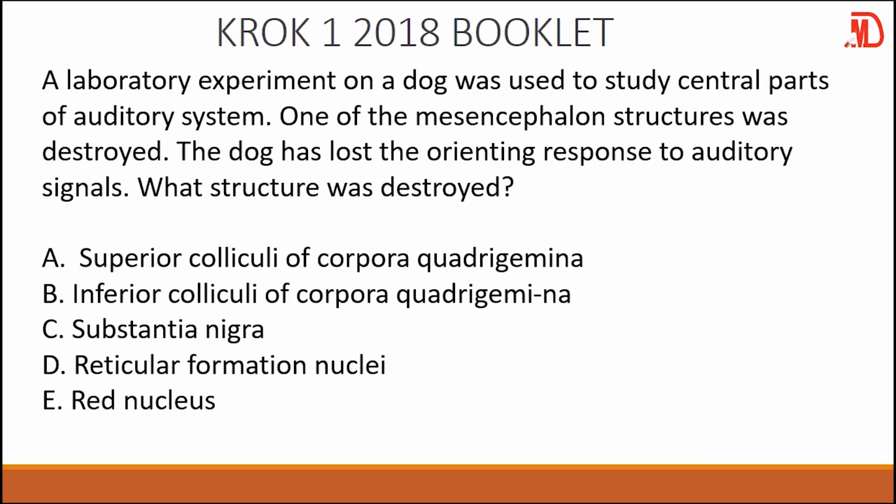Now, in the brain, we have what we call the quadrigeminal bodies or corpora quadrigemina, which have 4 colliculi. We have 2 inferior, which are responsible for hearing, and then 2 superior, responsible for vision. They are all located on the tectum of the dorsal aspect of the midbrain. So we are talking about hearing, and they should be the inferior colliculi of the corpora. So our answer is B.